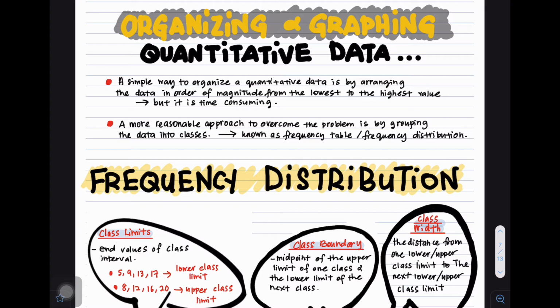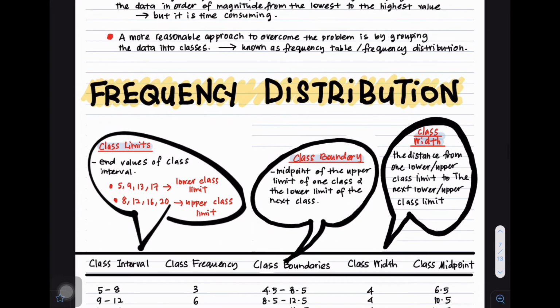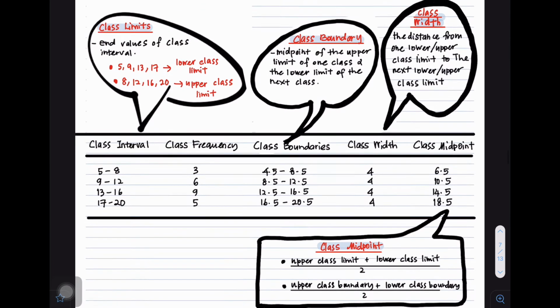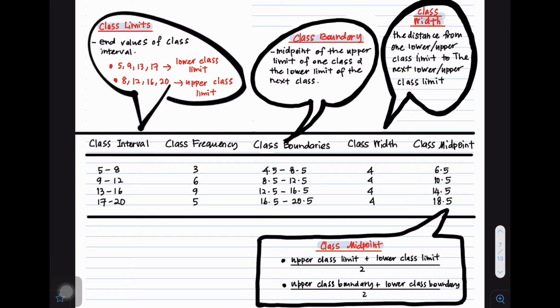So a more reasonable approach to overcome the problem is by grouping the data into classes. So one of the methods on how to organize the quantitative data is by grouping the data into classes. So kita make a few classes, and then we group the data accordingly, according to the class. Okay, so that one is known as a frequency table or frequency distribution. But then before we go to the frequency distribution, we want to see a few terminologies, a few terms that are important related to the frequency distribution.